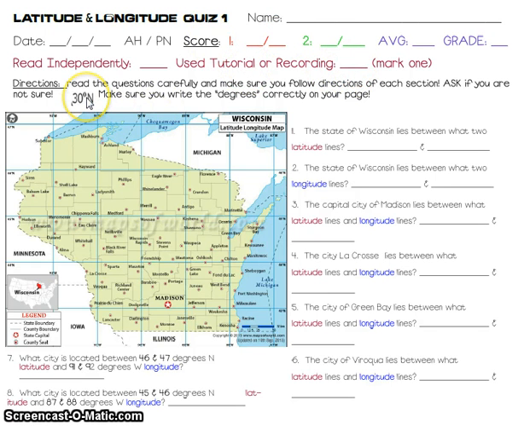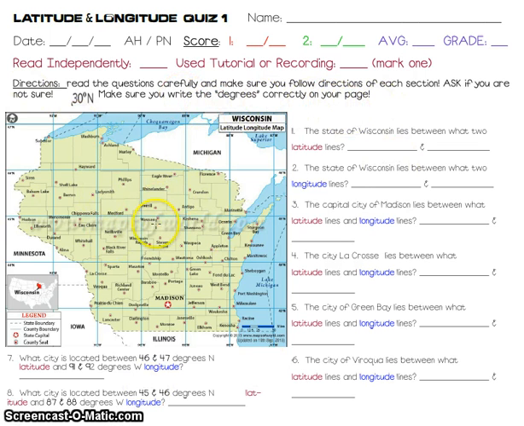So let's read the directions carefully. Read the questions carefully and make sure you follow directions of each section. Ask if you are not sure. Now, do you see how Ms. Valsky has that 30 degrees north? Make sure you put a little circle so you tell me that you know the degrees. And of course, the capital letter tells me what direction. Make sure you write the degrees correctly on your page.